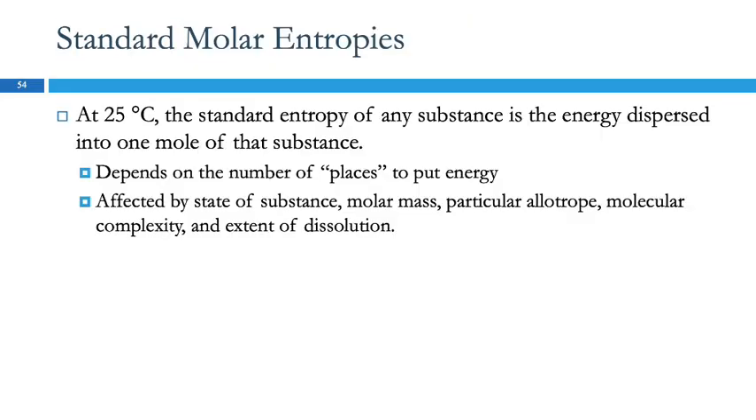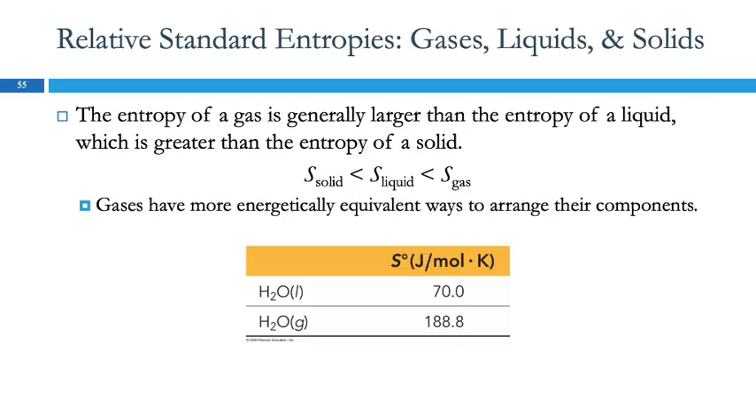At 25 degrees Celsius, the standard entropy of any substance is the energy dispersed in 1 mole of that substance. This depends on the number of places to put the energy. So that's going to be affected by the state of the substance, its molar mass, the allotrope, is it graphite or diamond, the complexity of the molecules, and the extent of dissolution. It depends on lots and lots of things.